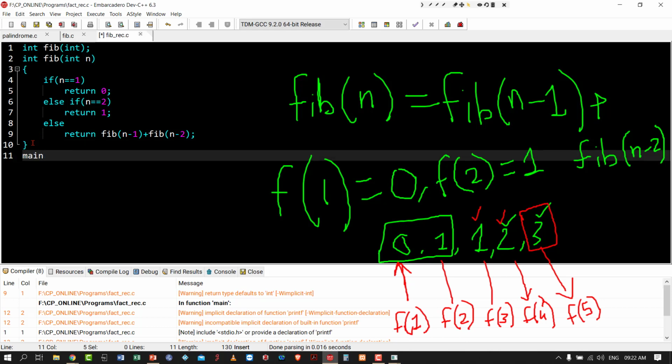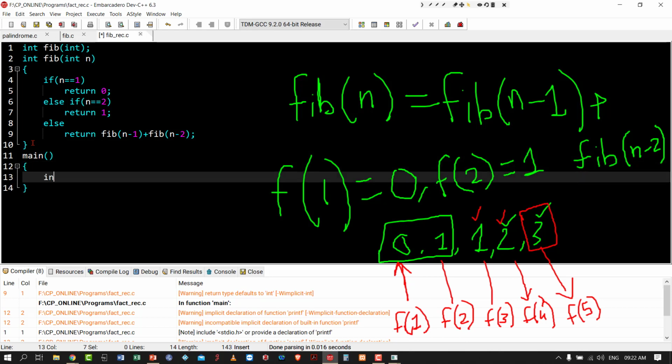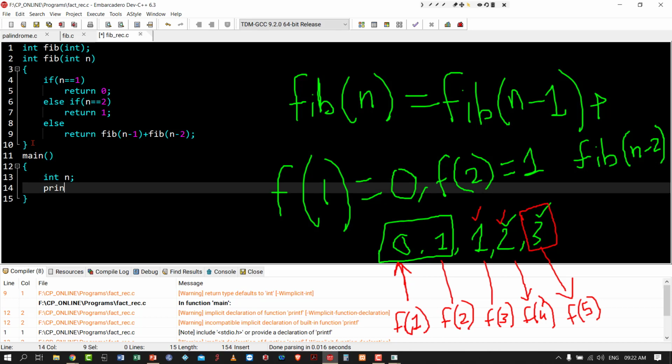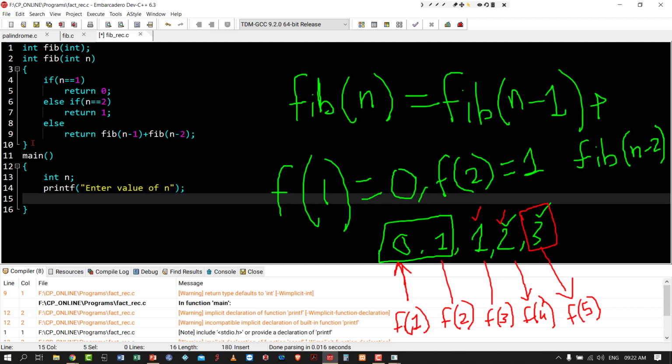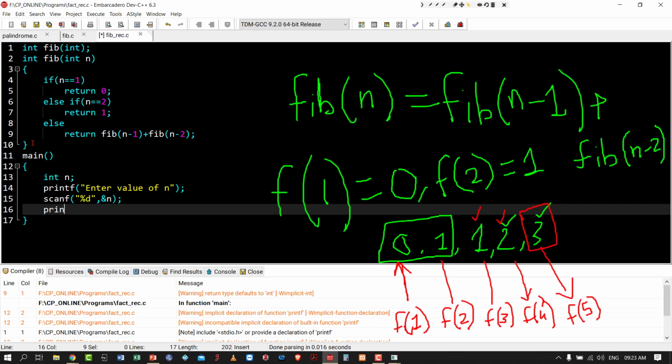So main, int n, printf enter value of n, scanf percentage d comma ampersand n, printf nth Fibonacci term is percentage d. I am making a function call inside the printf. So comma fib of n.